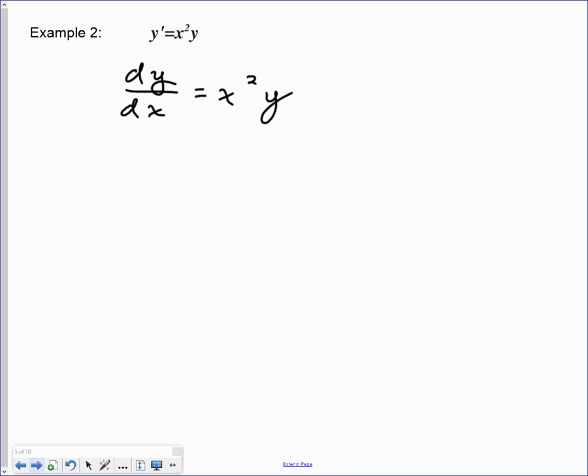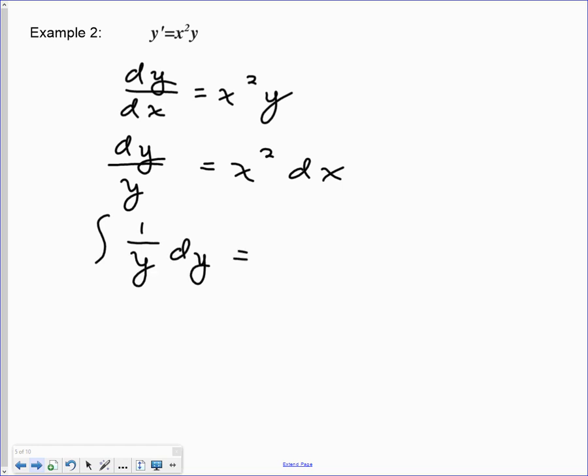So if I just divide both sides by y, dy divided by y, and at the same time multiply both sides by dx, I get x squared dx. So I've separated all the y terms to one side and all the x terms to the other side. And then we just want to integrate both of these sides. So I'll have the integral here of 1 over y dy is equal to the integral of x squared dx.